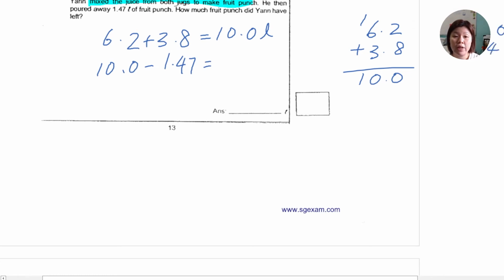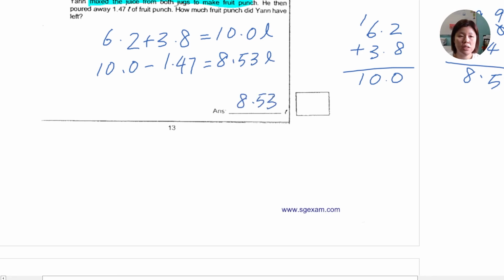Oh, if you realize I'm missing, I have a blank here. Please add your own zero. The minus sign. So it's 3, 5, 8. Okay, so it's 8.53 liter. That is the answer.